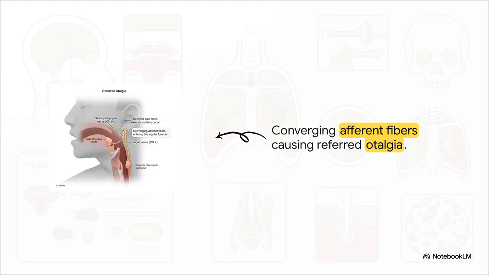Take a look at this diagram mapping out referred otalgia. Sometimes cervical lymph node enlargement or ear pain are the only presenting clues for a hidden cancer. A tumor at the base of the tongue can actually refer pain straight to the external auditory canal via the glossopharyngeal nerve, cranial nerve 9. Meanwhile, a posterior pharyngeal wall tumor refers pain via the vagus nerve, cranial nerve 10.